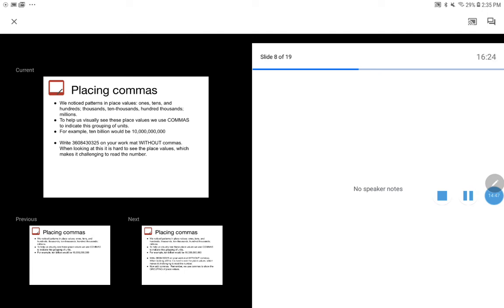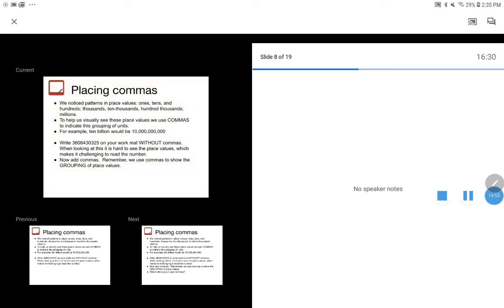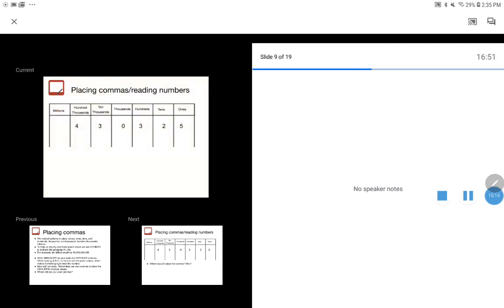So go ahead and put commas in your number. Remember, those commas are going to help us group the place values together. So starting from your ones place, group your ones, tens, and hundreds and put a comma. Thousands, 10,000s, 100,000s, and a comma. Three commas.